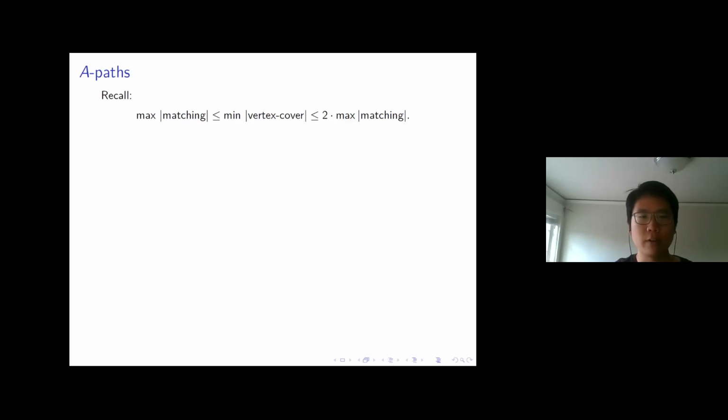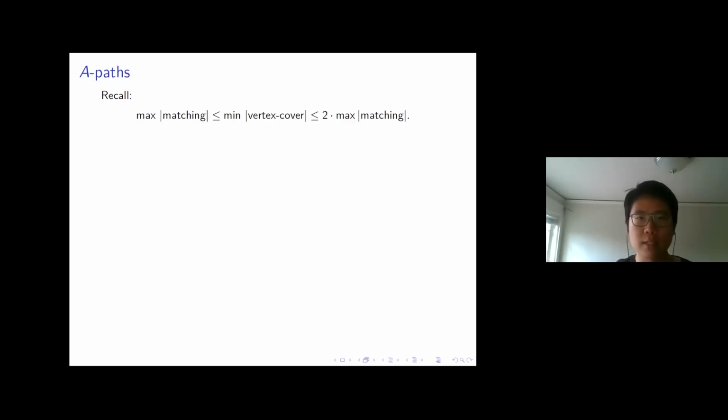So let's start with a very basic inequality that everybody should know, and that is that the maximum size of a matching is at most the minimum size of a vertex cover, because a vertex cover is a set of vertices that intersects every edge. So the first inequality is trivial. But the second inequality is also sort of trivial for matchings, and that is that the minimum size of a vertex cover is bounded above by 2 times the maximum size of a matching.